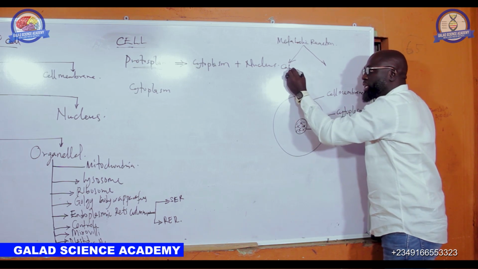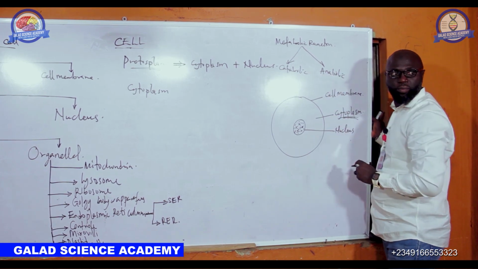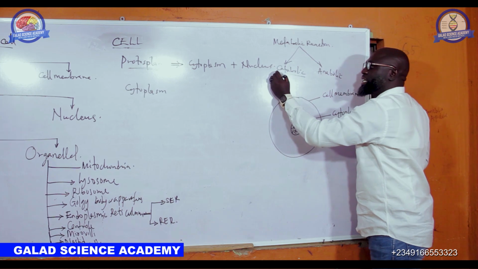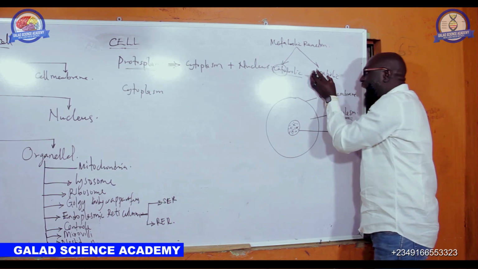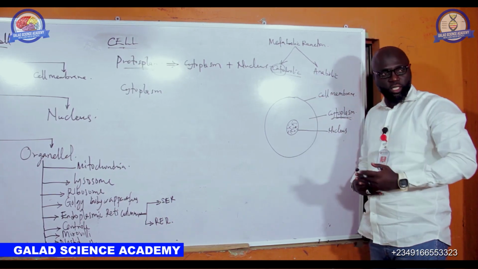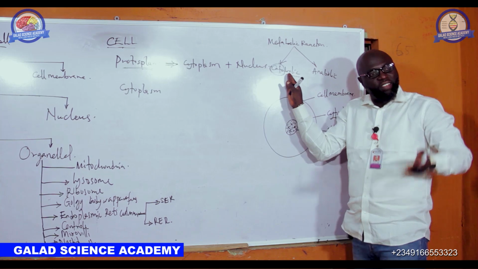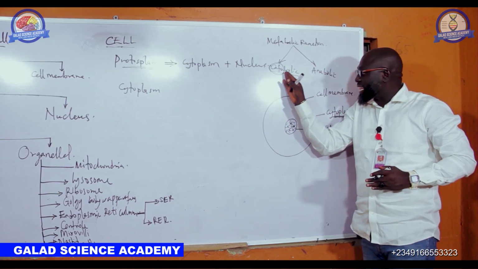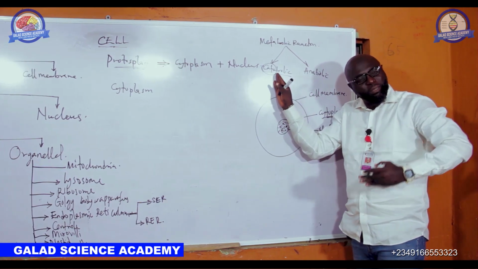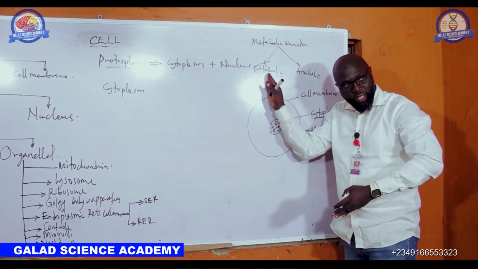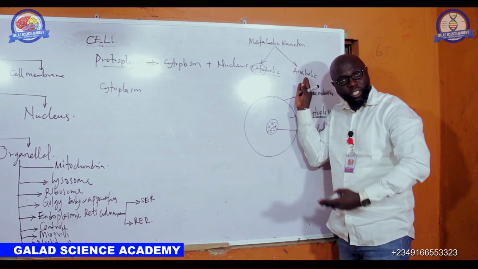And the metabolic reaction can be split into two. We have what we call catabolic and what we call anabolic. The word kata means to break, and the word ana means to build. Sorry, kata means to break, ana means to build. So the word kata simply means the breaking down of organic particles within the cell. Ana means the building up of organic particles within the cell.